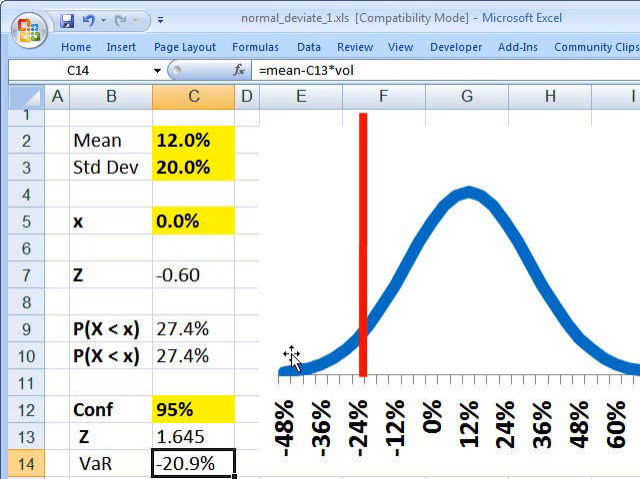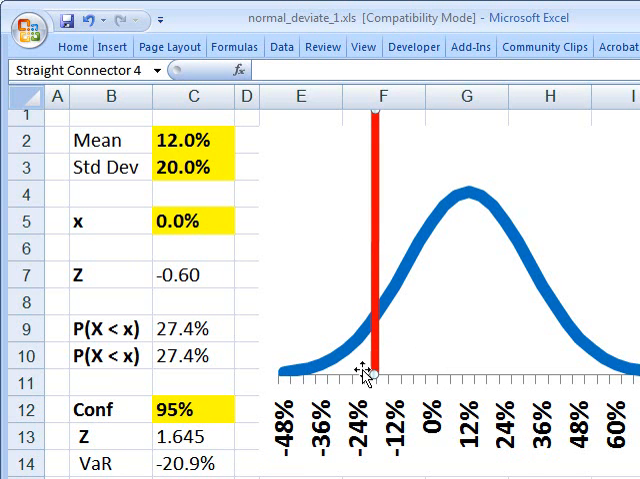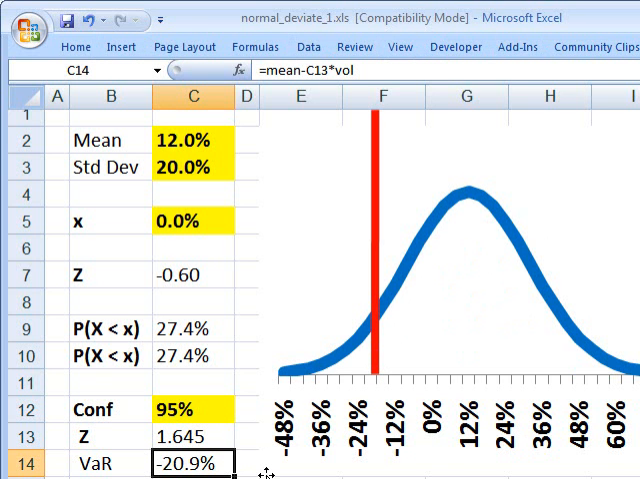Where is that point? Well, I just need to unpack the transformed standard normal variable by taking my mean, subtracting 1.645 multiplied by the standard deviation, and that gets me negative 20.9%. It's going to be over here somewhere. And so that tells me that if there's a random variable, 95% of the time I expect to go over here. So I can say with 95% confidence, my losses are not going to exceed this 20.9%. So we can also call that a value at risk.